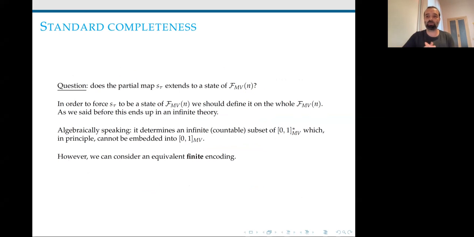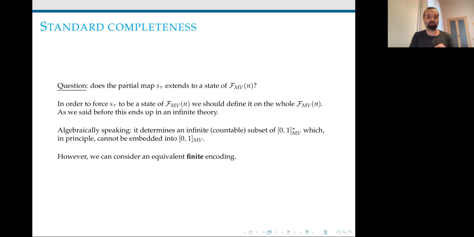Now, two possible ideas occurred in order to see if this map actually extends to a state on the free algebra. The first one is to try to encode the fact that it is indeed a state, a complete state. But algebraically speaking, this gives rise again to an infinite subset of the hyperreals. And this cannot be partially embedded. This is the algebraic version of the fact that you don't have a strong completeness of Lukasiewicz logic.